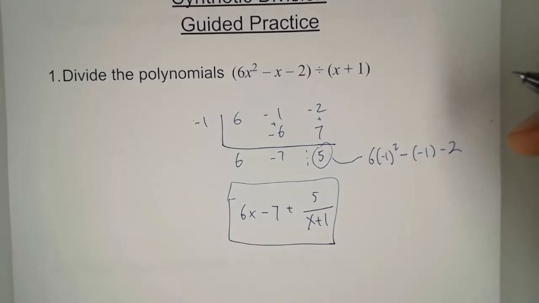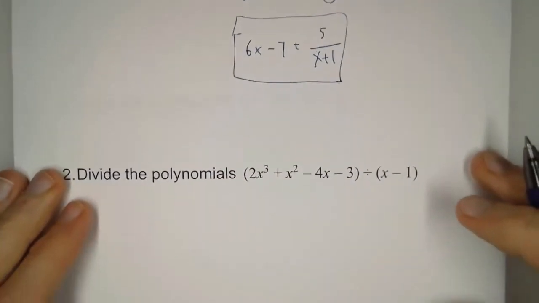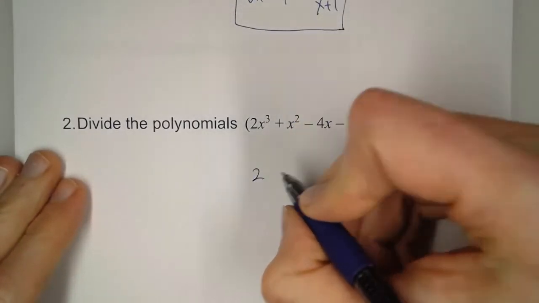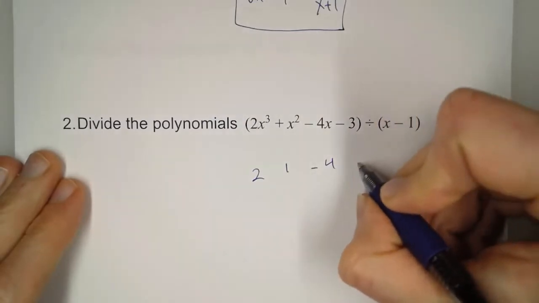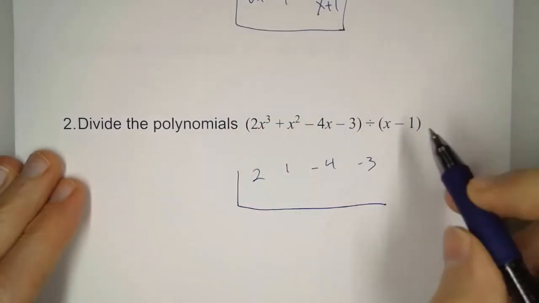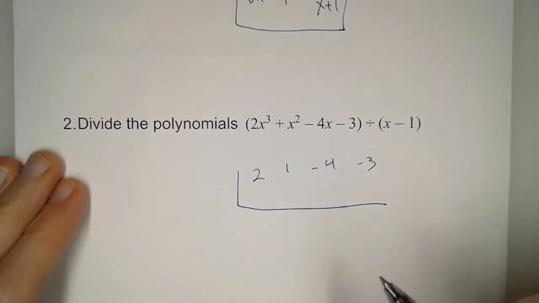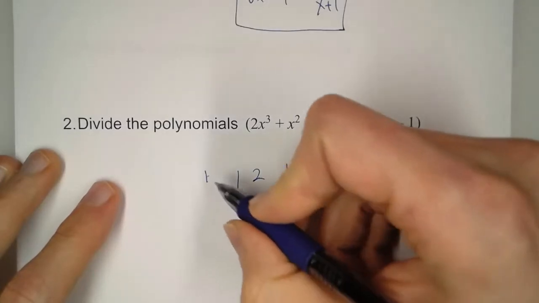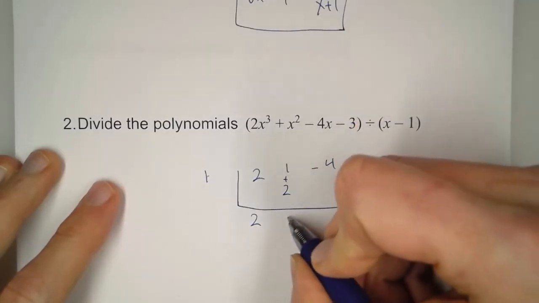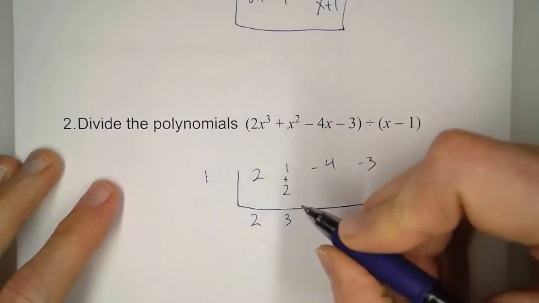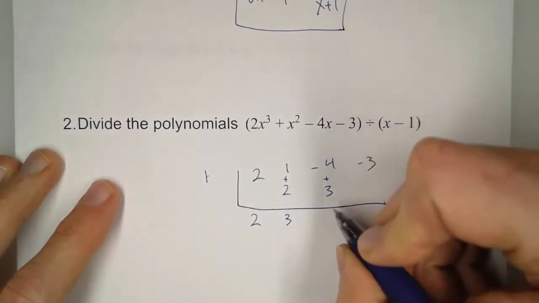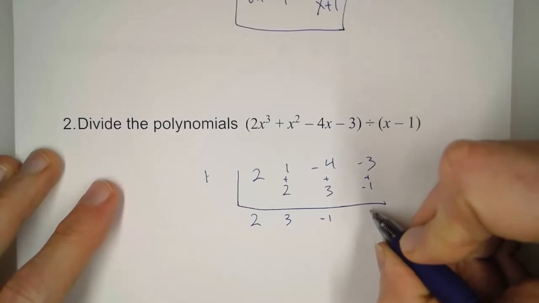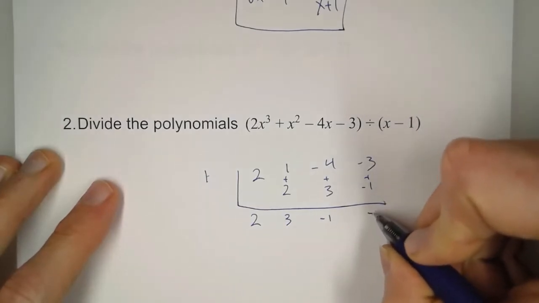All right. So the next one. Here we have 2x cubed plus x squared minus 4x minus 3. So I bring down the coefficients. And then I ask what makes this binomial factor 0, which is 1. Bring down the 2. 2 times 1 is 2, and I'll add these. 2 plus 1 is 3. Times 1 is 3. -4 plus 3 is -1 times -1. And -3 plus 1 is -4.